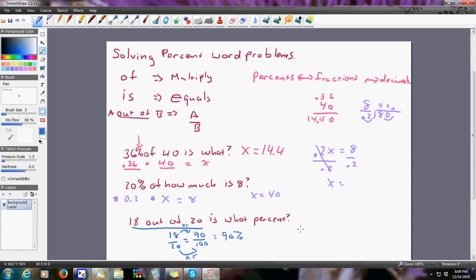The other way you can do it, let's say you didn't have one that was that nice. Let's say it's something like 6 out of 11. You divide 11 into 6. It looks like it's going to be a repeating decimal, so I get 0.54 repeating. But this is a percent, so in order to make it into a percent, I multiply that by 100, and I get 54.54 repeating percent.